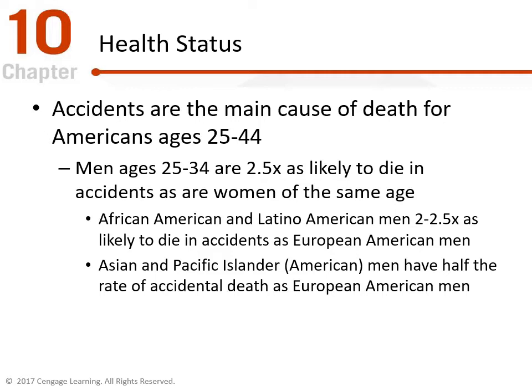They've also found through research that African American and Latino American men are 2 to 2.5 times as likely to die in accidents as European American men. And Asian and Pacific Islander American men have half the rate of accidental death as European American men. So those are interesting figures, and you'd want to delve in and see why. Some of it has probably a lot to do with what we've already talked about: environment, culture, socioeconomic factors, and genetics all play a factor in everything we do. But you definitely have to look at more of the research to find out.